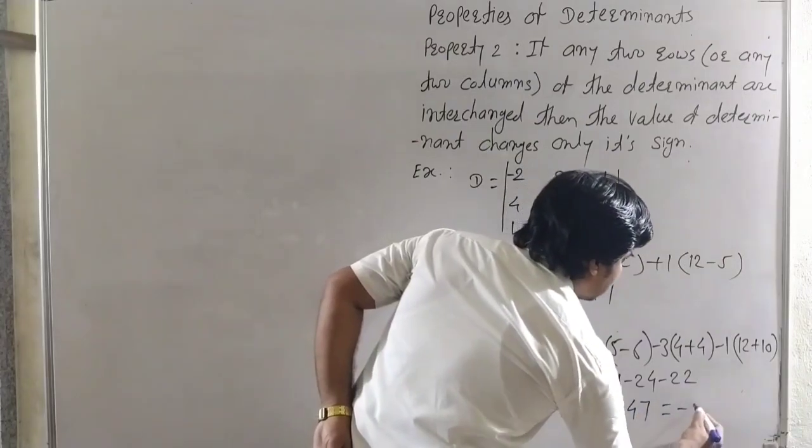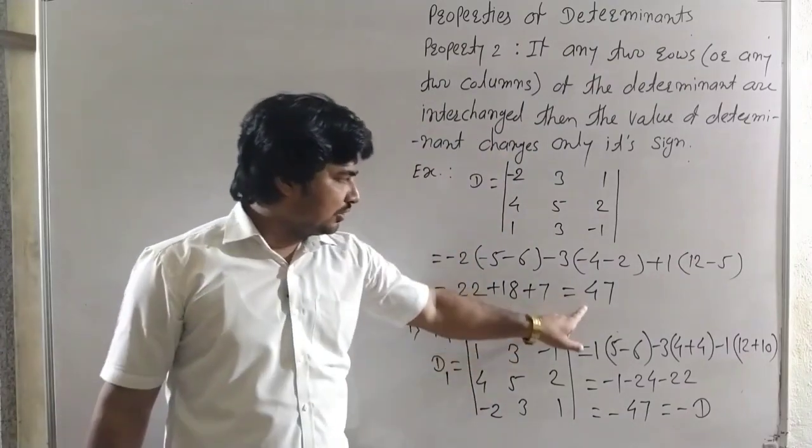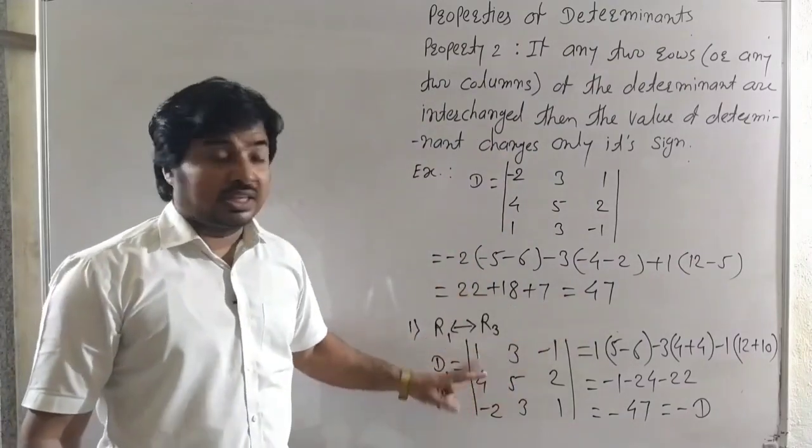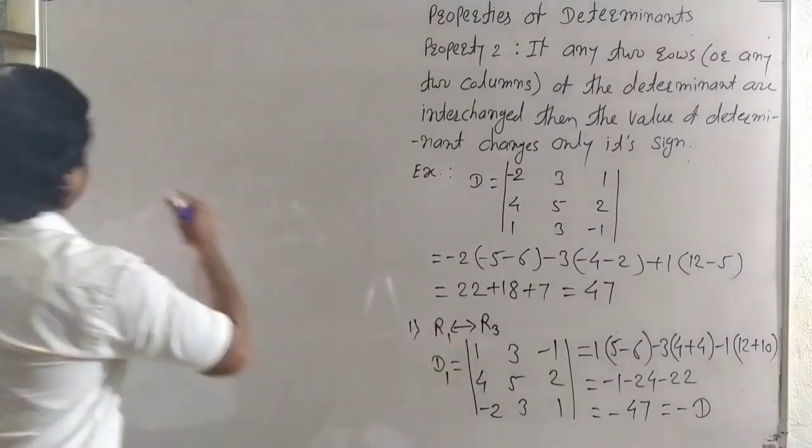-47, and it is a minus, it is the original determinant 47. We can interchange row 1 and row 3. Okay, here now we can take the second.